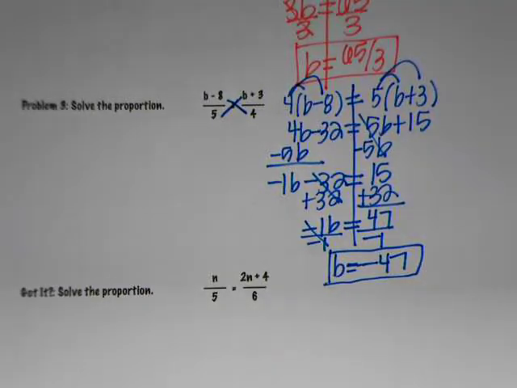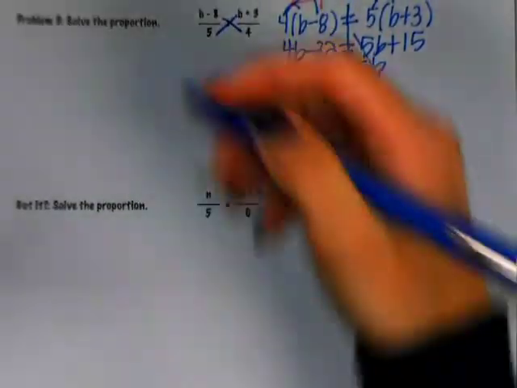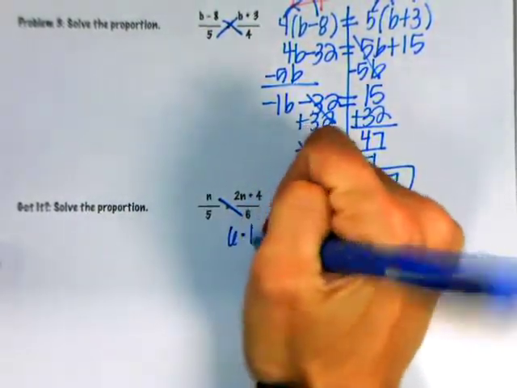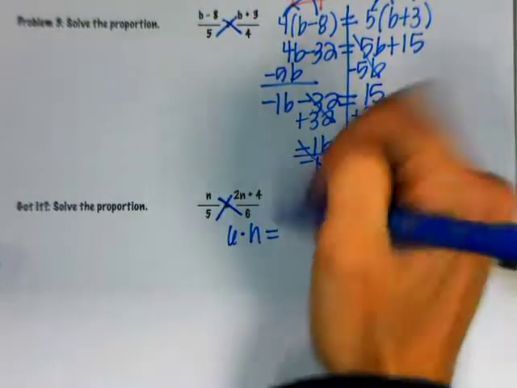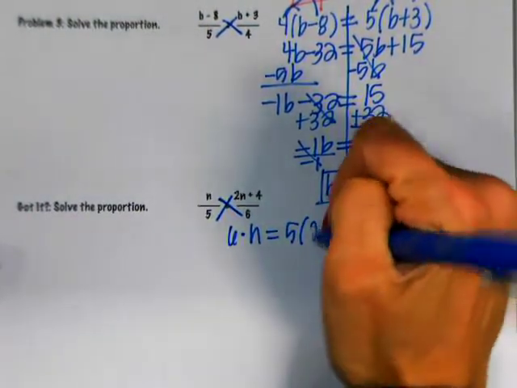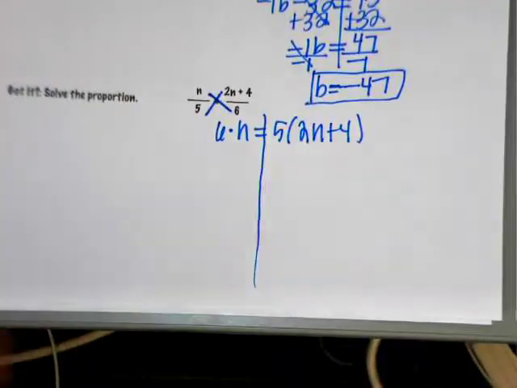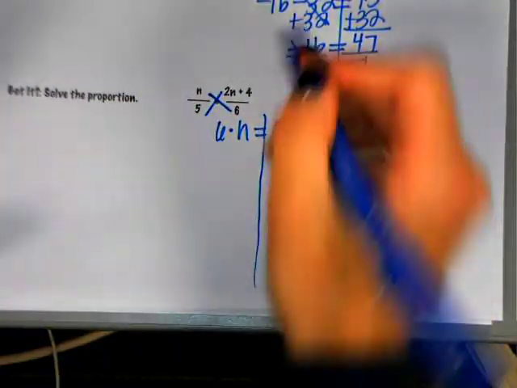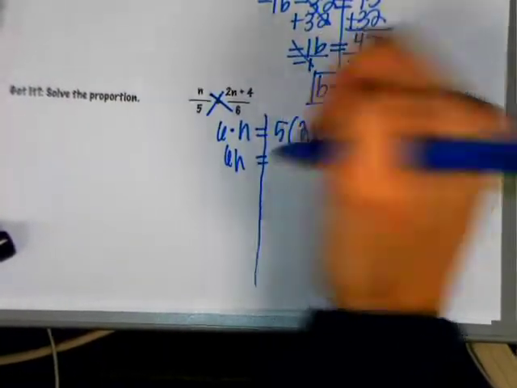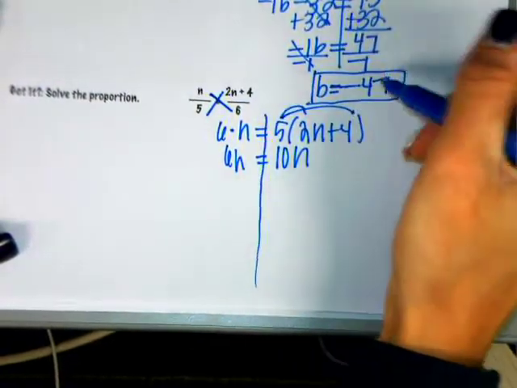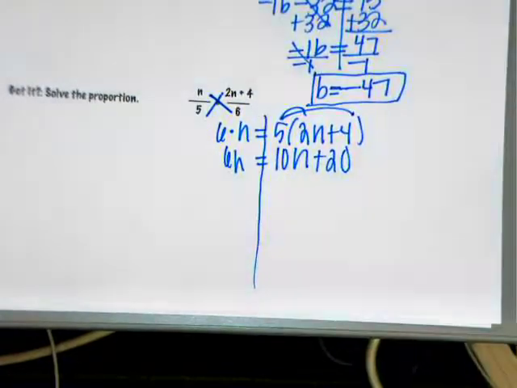Alright guys, let's go over this one. Okay, so for this diagonal, you're just going to have 6 times n. And then for this diagonal, you have 5 being distributed to 2n plus 4. Alright, so you're going to have 6n equals, what's 5 times 2n? 10n, 5 times 4? 20, good.